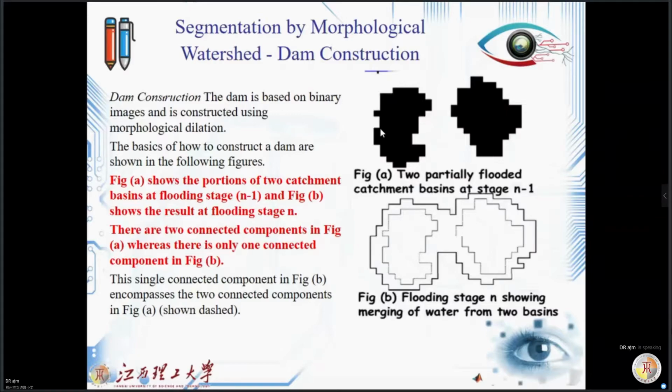There are two connected components in figure A, whereas there is only one connected component in figure B, as we show in the picture that you can see. This single connected component in figure B encompasses the two connected components in figure A, which is shown in a dashed line. Here, see the two partially flooded catchment basins at stage n minus one. And figure B shows the flooding stage n, showing the merging of the water from two basins.